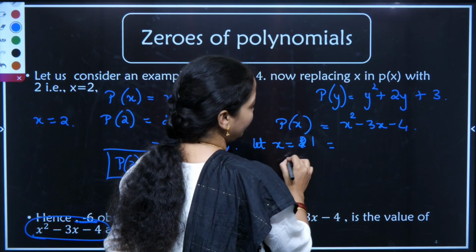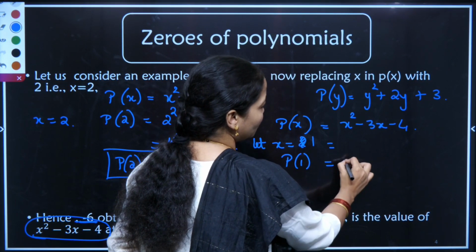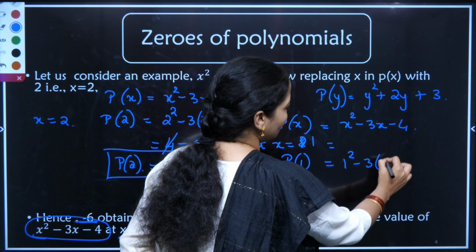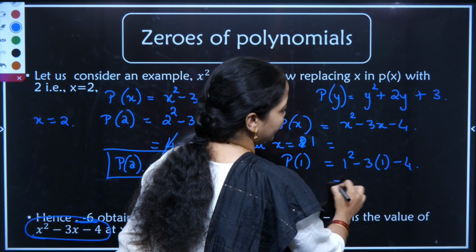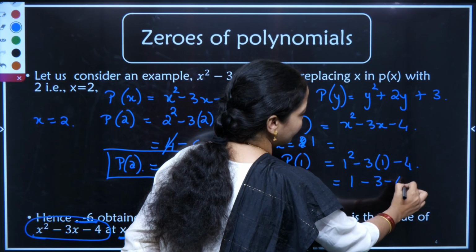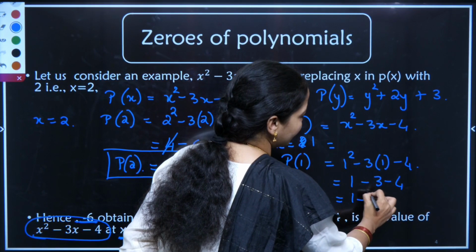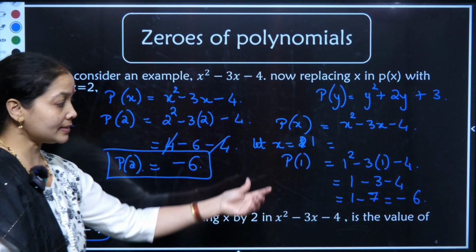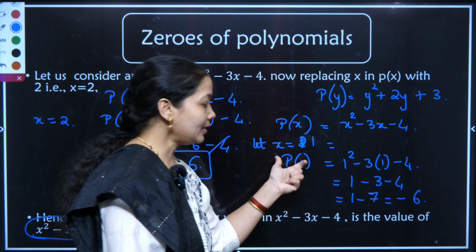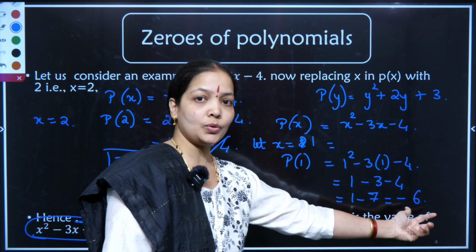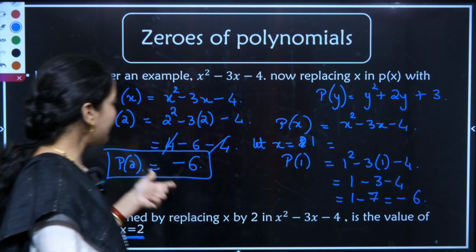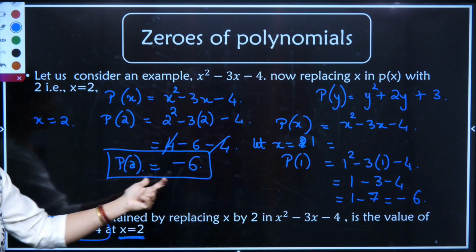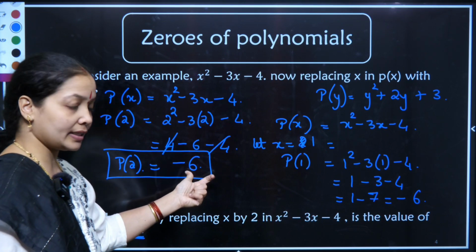So this will be p of 1 equal to 1 square minus 3 into 1 minus 4. That is 1 minus 3 minus 4, which will be 1 minus 7, which is negative 6. So at x equal to 1, the value of the polynomial is changing to negative 6. When x was equal to 2, the value of the polynomial is again changing to negative 6.